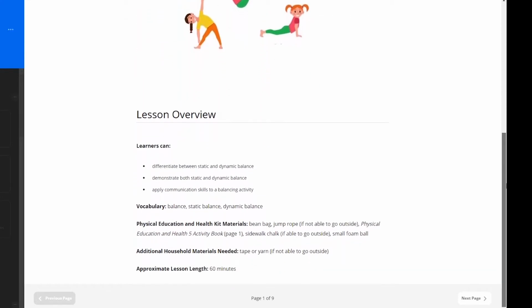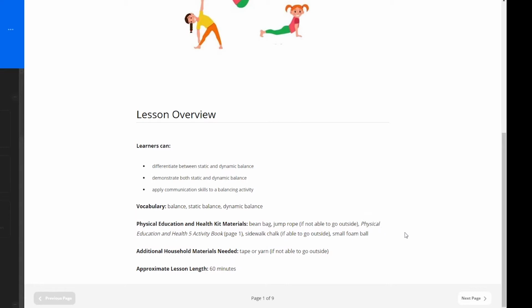All CCA lessons begin with a lesson overview. Here you will see can-do statements, such as learners can differentiate between static and dynamic balance and apply communication skills to a balancing activity. Vocabulary is included here, such as balance, static balance, and dynamic balance. These words will be found throughout the lesson.